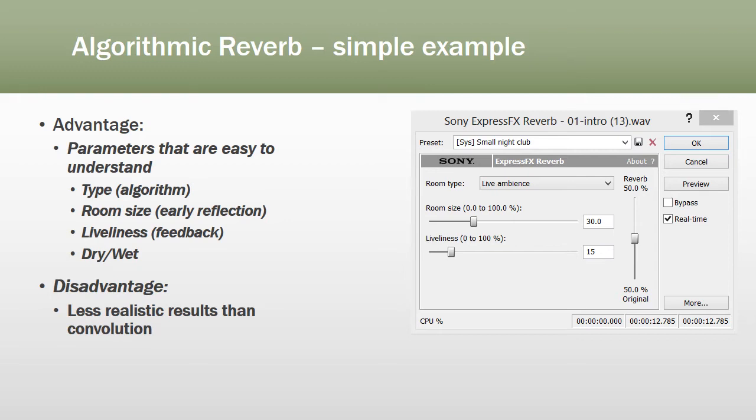The advantage is that we have parameters that are easier to understand, like the type of reverb, which gives us the algorithm that will be used. We have the room size that will give us the early reflection properties of the reverberation. We have the liveliness, which will apply to the feedback property of the reverberation. And we have dry-wet mixing. The disadvantage of algorithmic reverb is that the results are less realistic compared to convolution. And in this particular case that is simpler, the simplification comes at the price of flexibility.